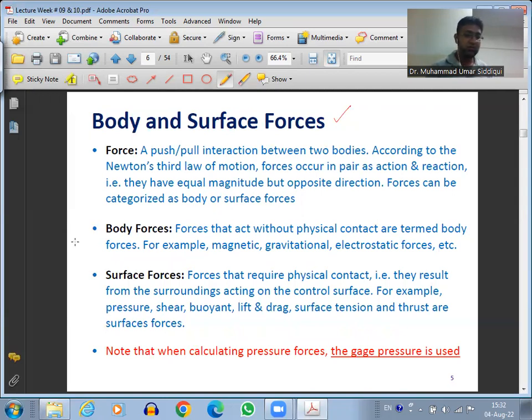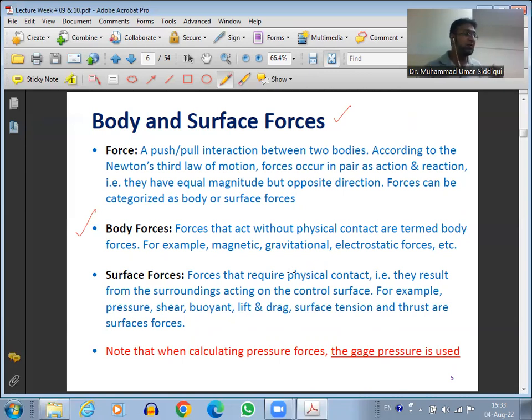Okay, so let's talk about body force. Forces that act without physical contact are termed body forces, for example magnetic, gravitational, electrostatic forces. So for example, I'm standing here, there is gravity acting on me, which is pulling me downward. But that force of gravity is not having a direct contact with my body. It's acting on my body, but there is no surface to surface contact.